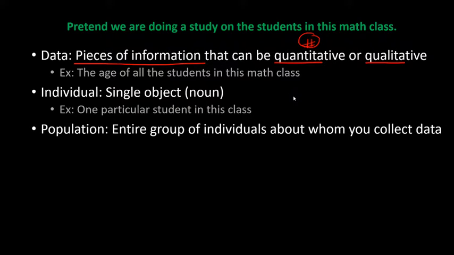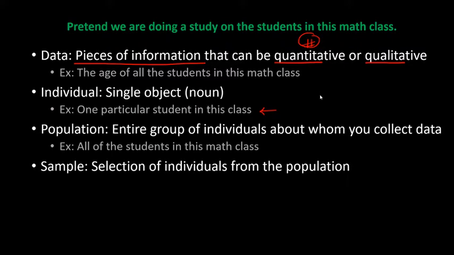The population is the entire group of individuals about whom you collect data. In this case, our entire group of individuals would just be all of the students in this math class. If you're having trouble figuring out who the population is, it might be easier to start by thinking about who an individual in a study is, and then the population would just be the complete group of those individuals.